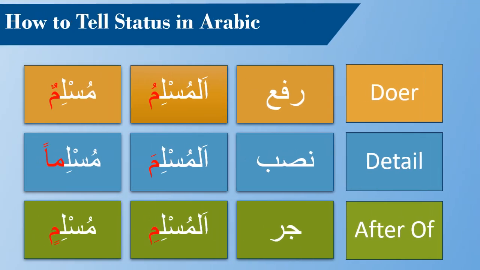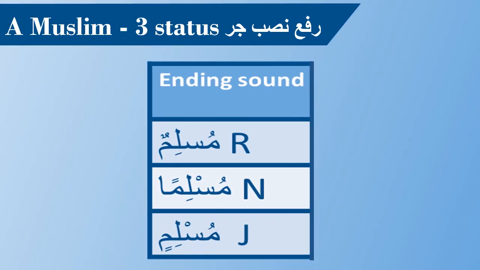If the ending sound is u or un, then it's rafa status. If the ending sound is a or an, then it is nasb status. And if the ending sound is e or in, then it has jar status. Here the status of muslimun is rafa, as its ending sound is un. Musliman, it is nasb as its ending sound is an. In muslimin, the ending sound is in, so it has jar status.